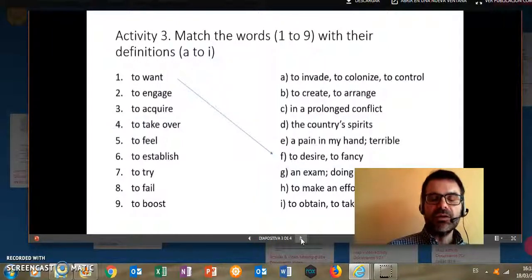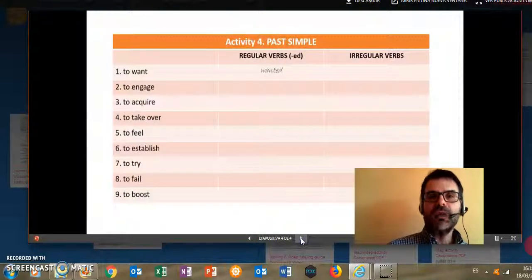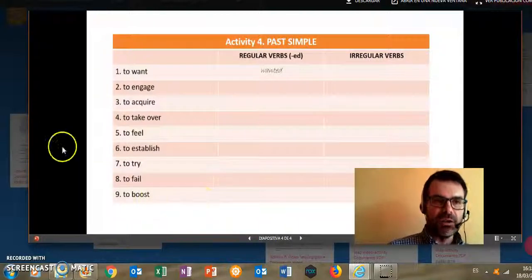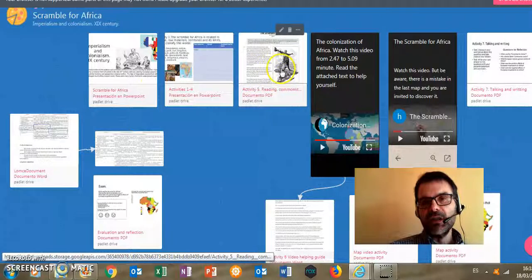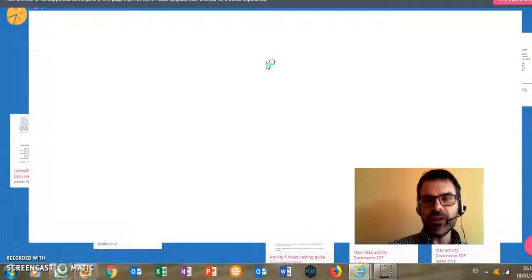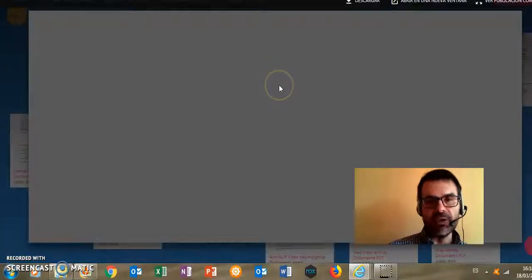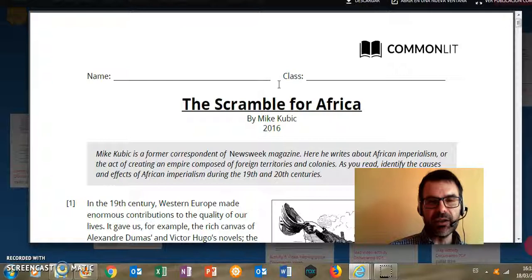They will match the words and their definitions. Okay, and it's an activity about past simple structures, because we will need it to understand the lesson. After that, the students are invited to read this material. This is a real material from the internet.